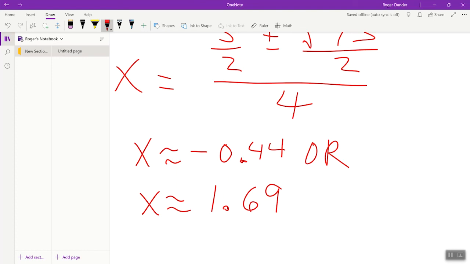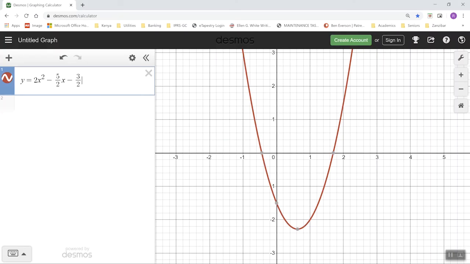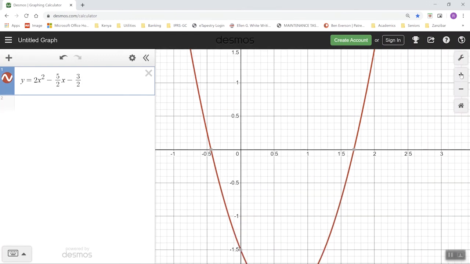If you were to head over to the Desmos graphing calculator, I put this one in there for you to see. And if you zoom in on this, you should be able to see the roots very well. Look at that. Negative 0.443. We rounded off to the nearest hundredth, so 0.44. And then over here, 1.693, or 1.69 to the nearest hundredth. Those are the two roots.